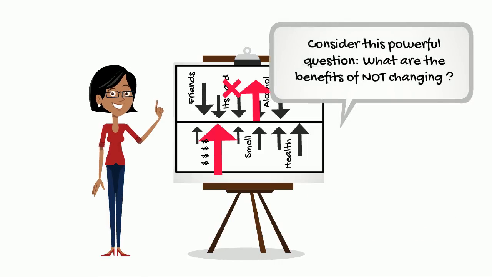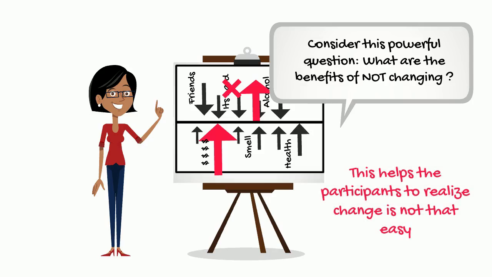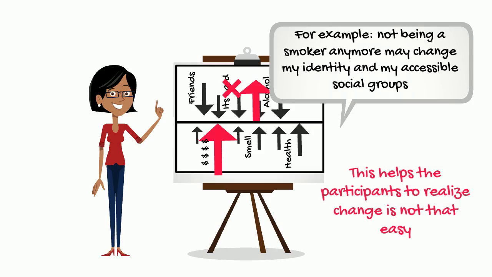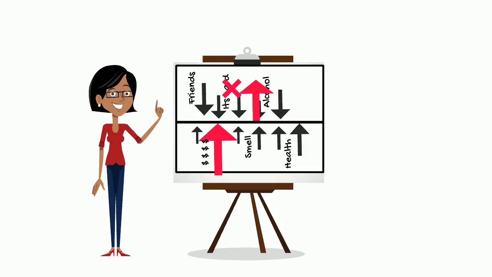What are the benefits of not changing? This helps the participants to realise change is not that easy. For example, if an individual is not a smoker anymore, it may change their identity and their accessible social groups. Add this to the force field analysis diagram from before.